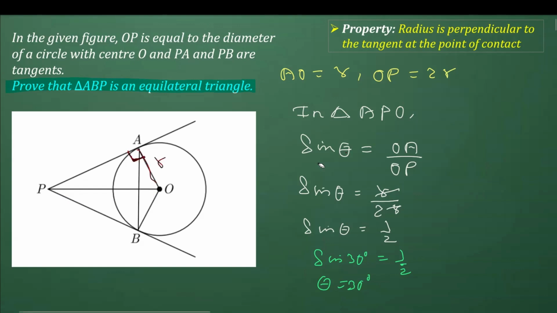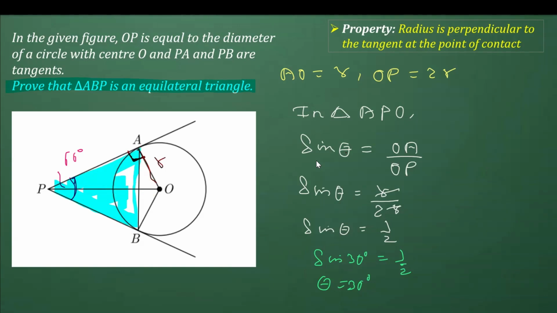Now check for these angles. We have got this as 30. So these two angles are clearly 30 again. This results to give you how much? This whole angle as 60 degrees. So this whole angle is going to be how much? 60 degrees.